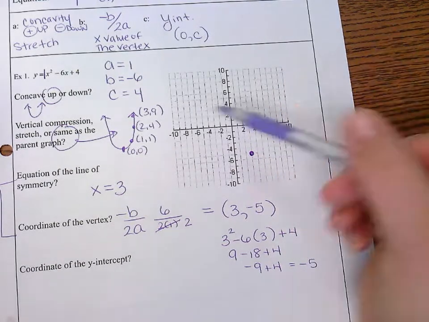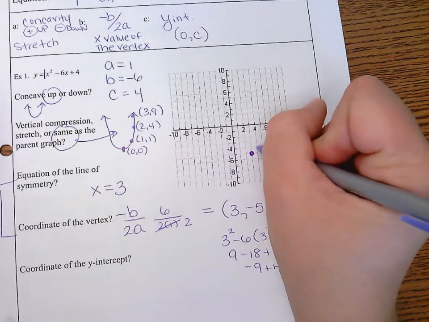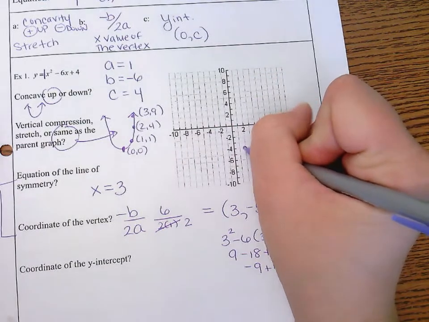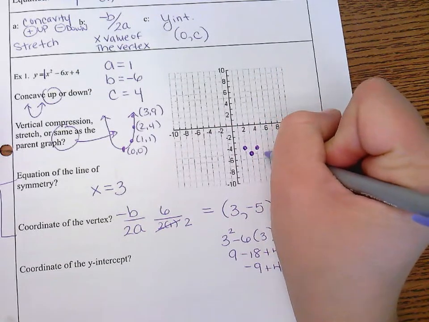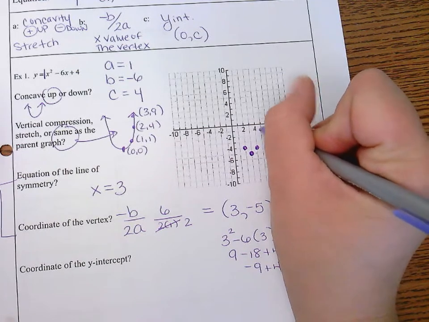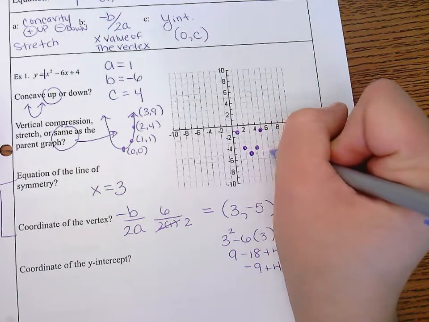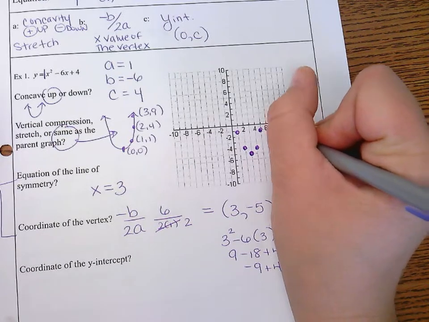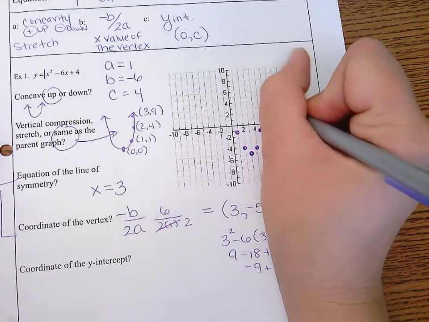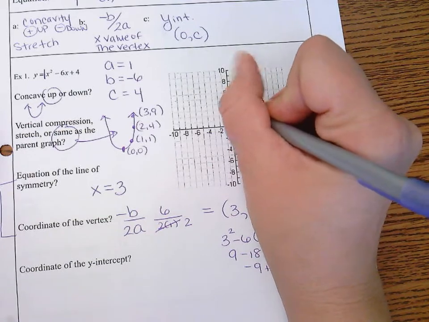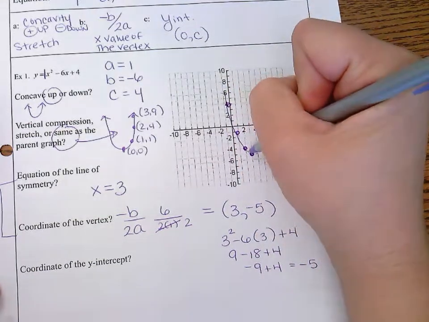And I'm going to do the parent function: over 1, up 1; over 2, up 4; and over 3, up 9. All right, so there's the graph of my parabola.